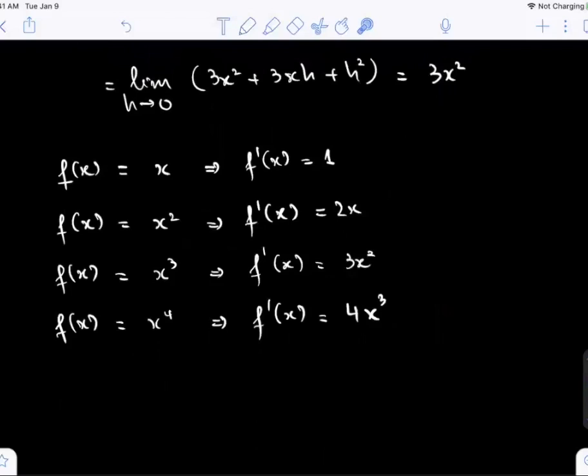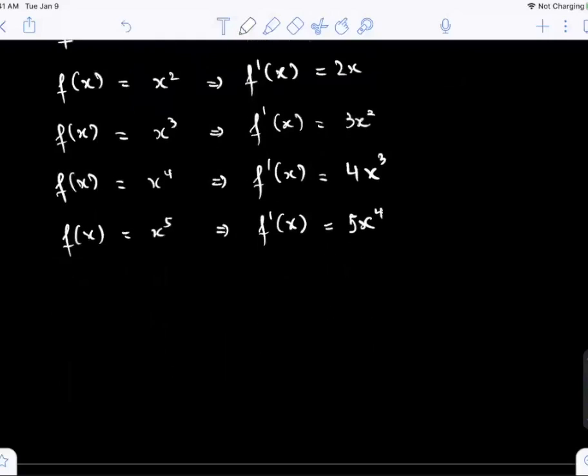Now let's go crazy a little bit. You have f of x equal to x to the fifth power. Then the first derivative is: take the power and bring it down to become a constant multiple, so 5 times x, and the power gets reduced by 1 degree, so it's x to the fourth. For power functions like this, you can deduce a general formula, which is the power rule for derivatives.